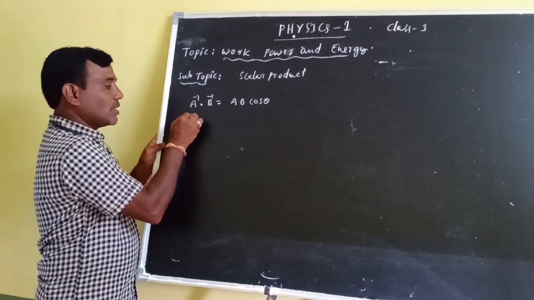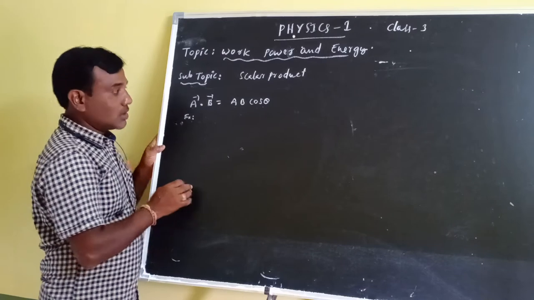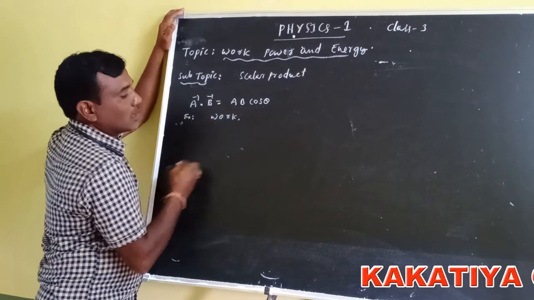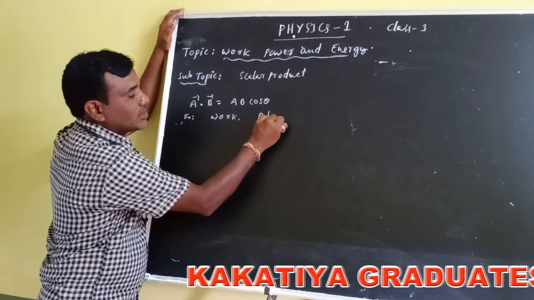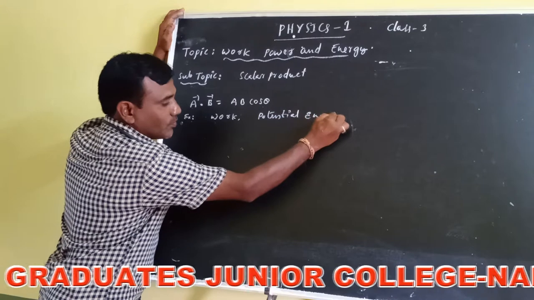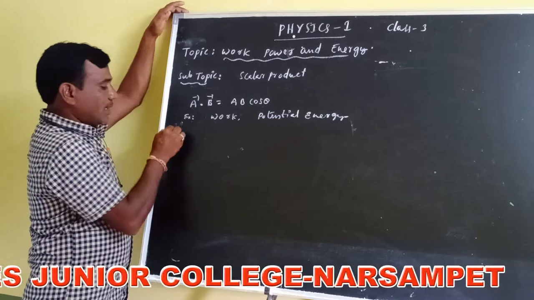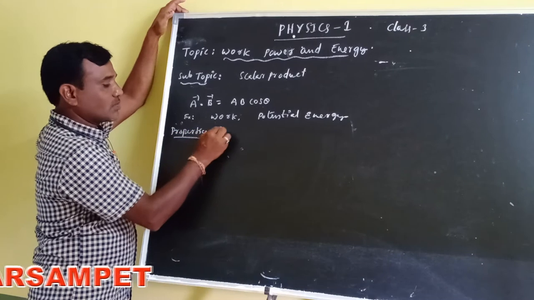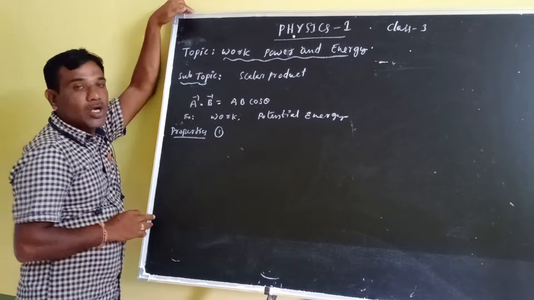Now an example, this is a good example for scalar product: work and potential energy also. Okay. Now the properties, already discussed. Properties. The first property, it obeys the commutative law.